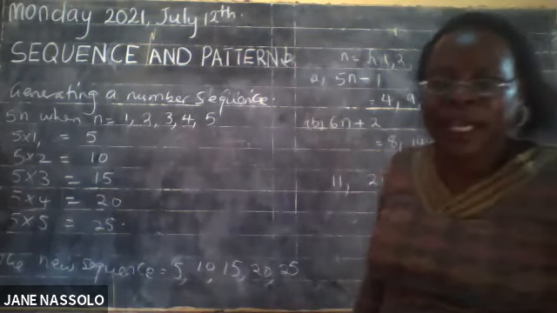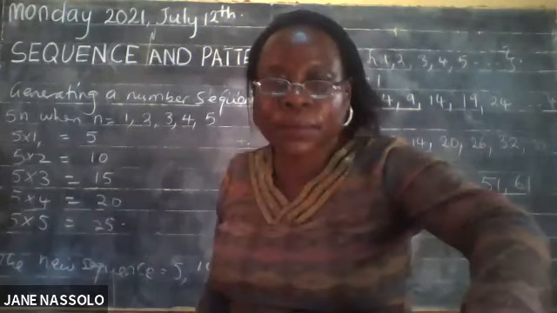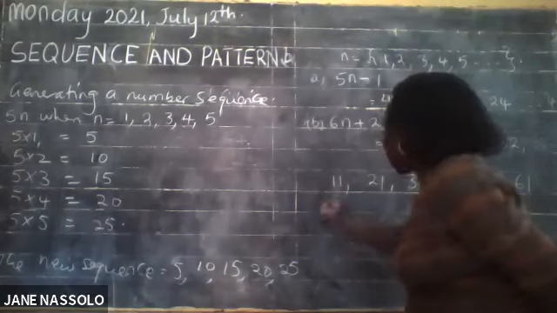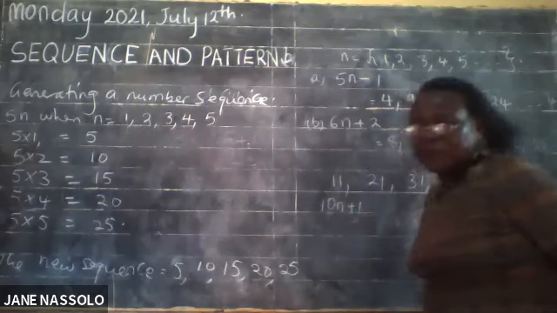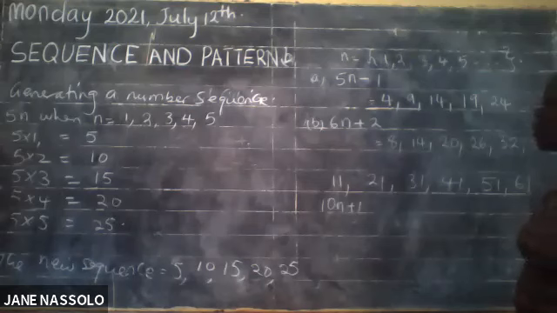What is the formula? Can somebody type the formula in the chat room? Somebody is suggesting 10n plus 1. We try the first number and see if it will give us the sequence.